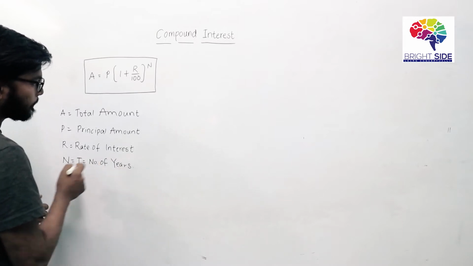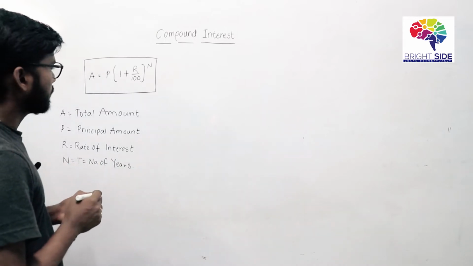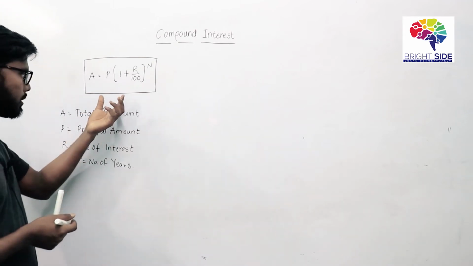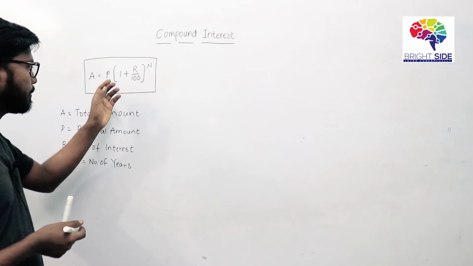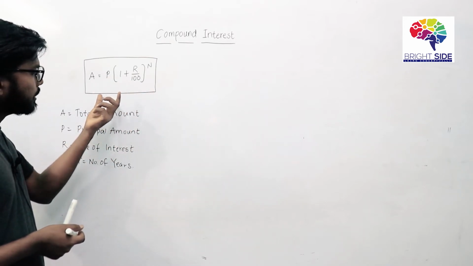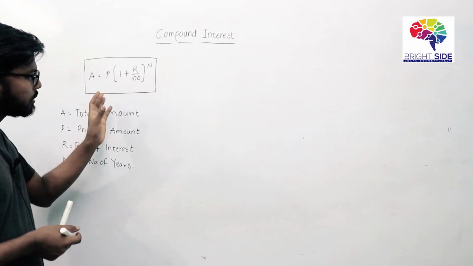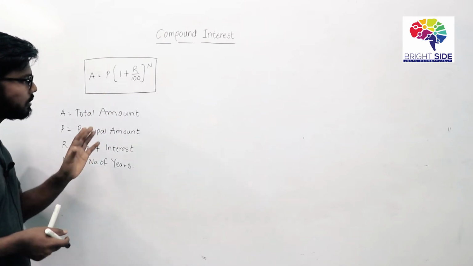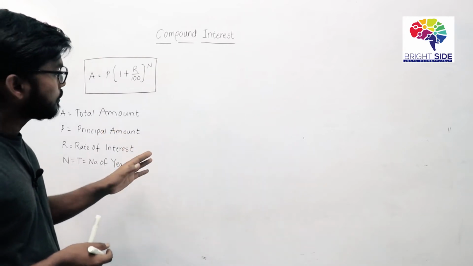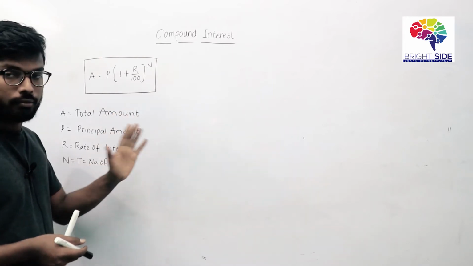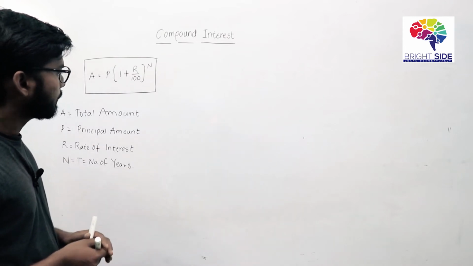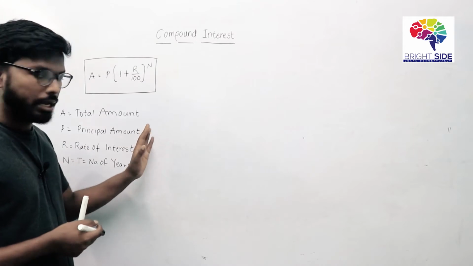So if we make any changes in this, like if the interest is compounded for half yearly or quarterly or monthly, this formula will get slightly modified. We shall see those formulas also in the next video, and there also we shall see the formula and derivation.